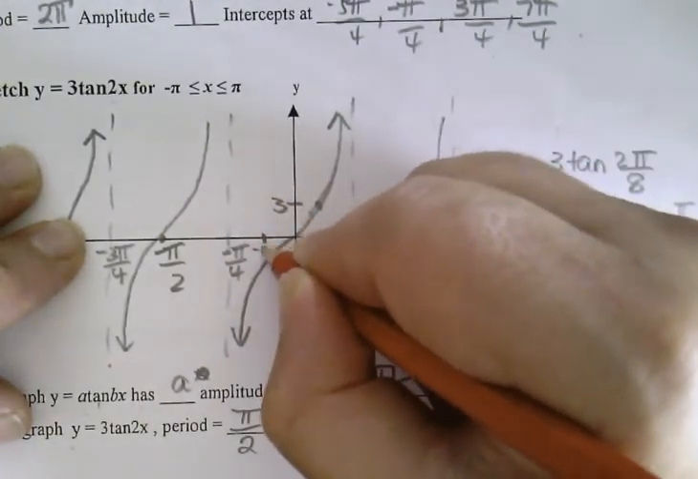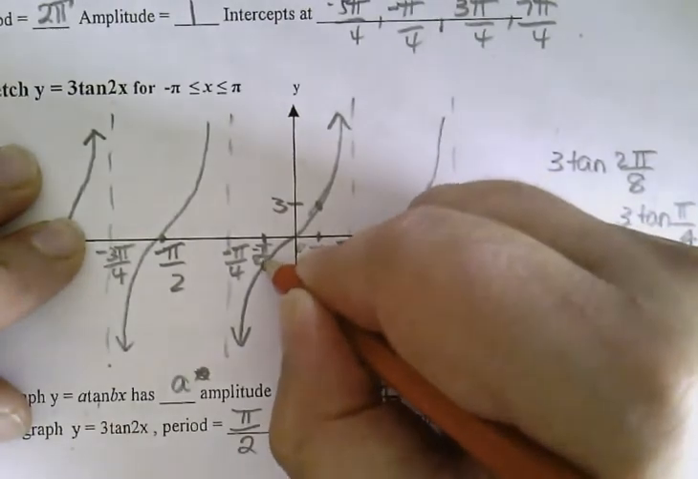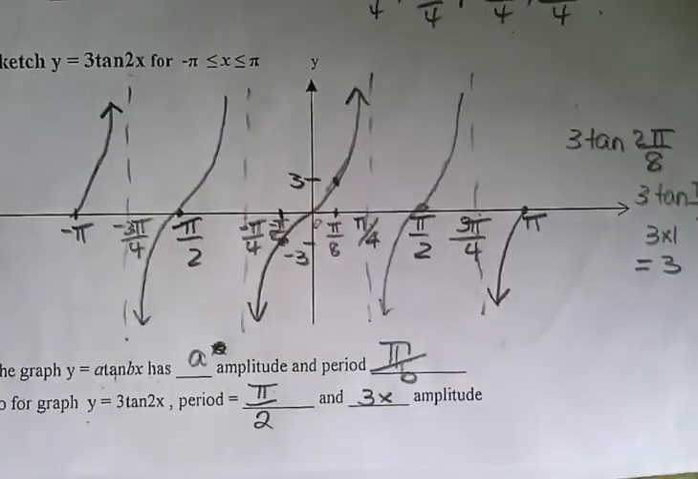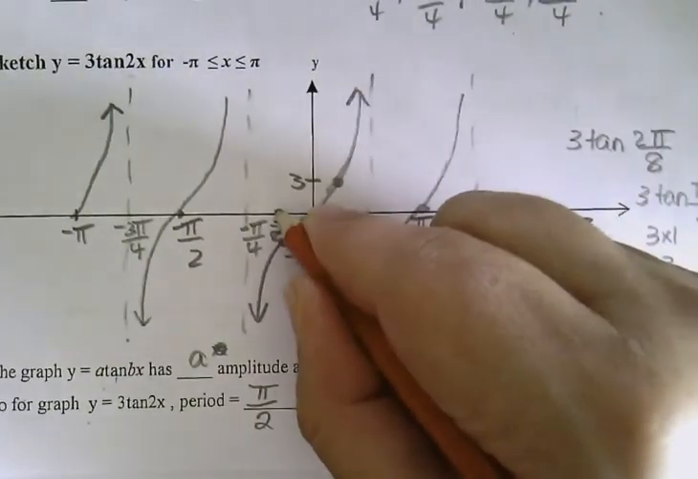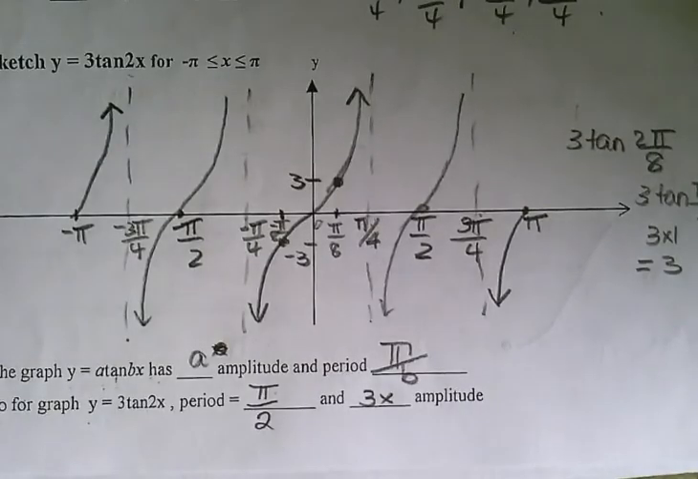What about here, negative pi on 8? What do you think I put? Negative 3. That's all you need. So I just want the point here. Pi on 8 is 3. Negative pi on 8 is negative 3. That's all. Even just one of them would be fine. Do you get what I've done?